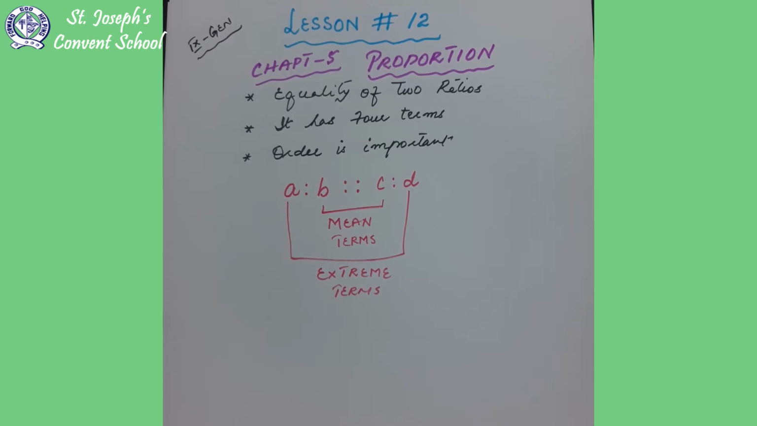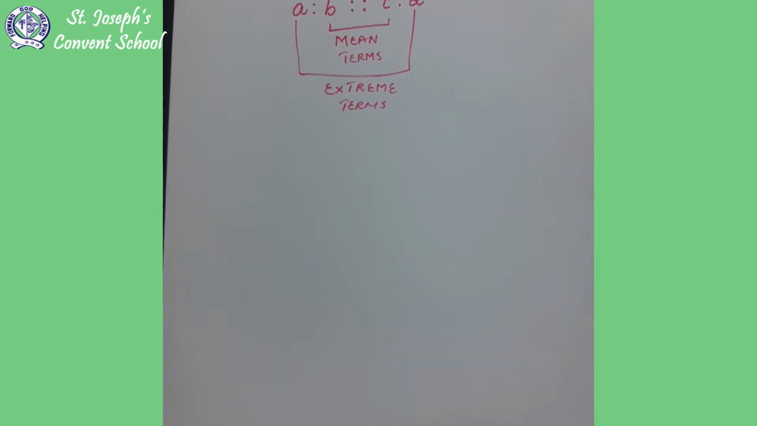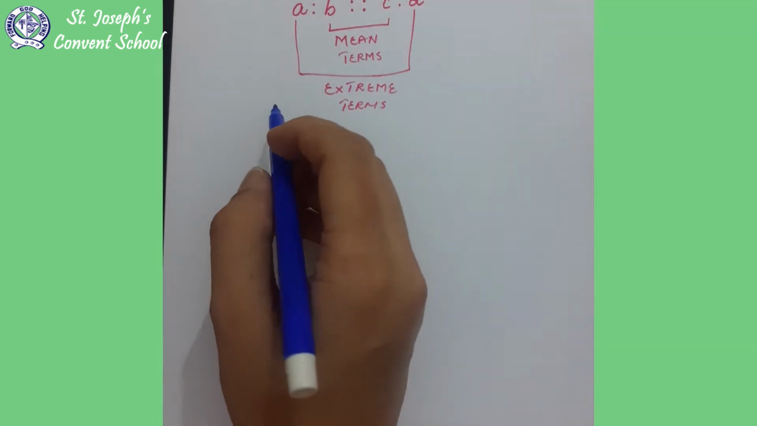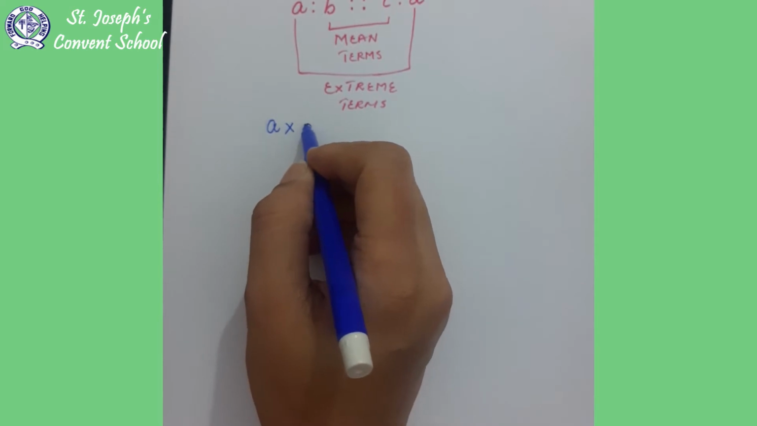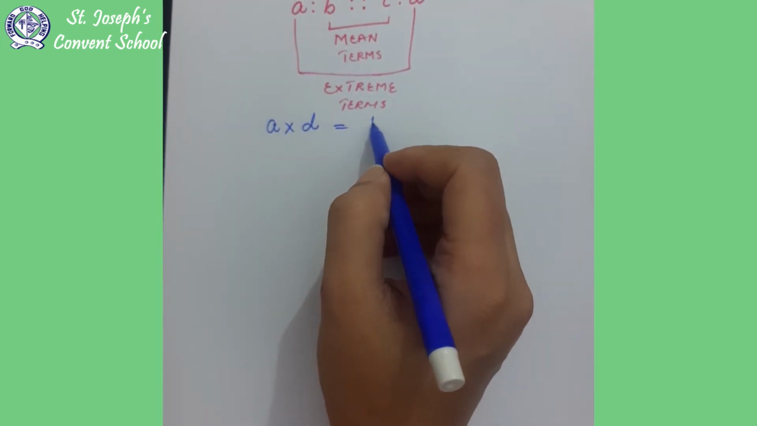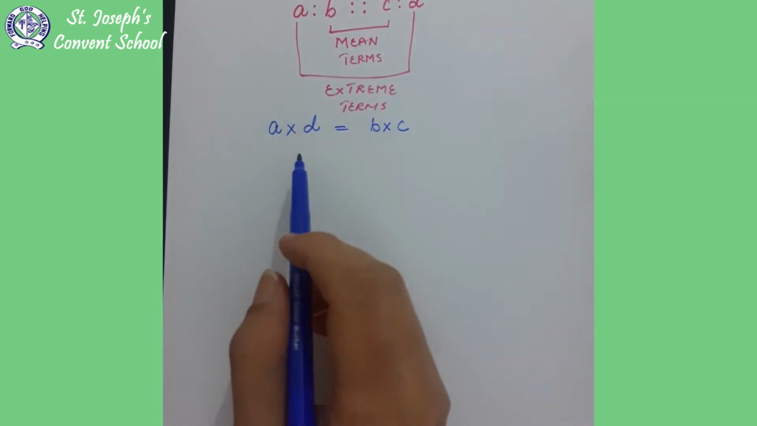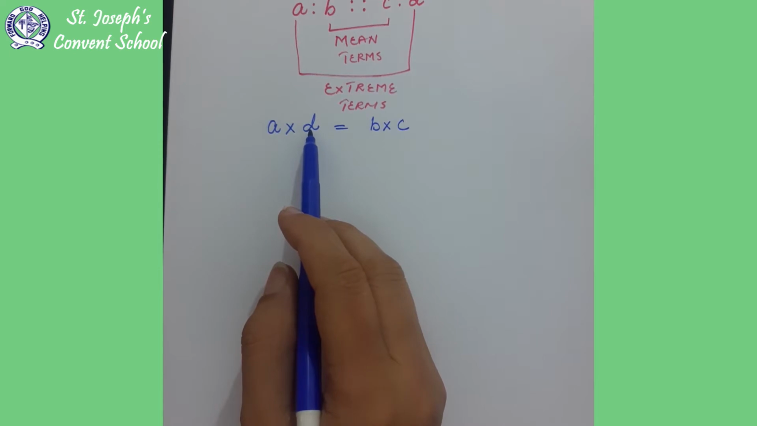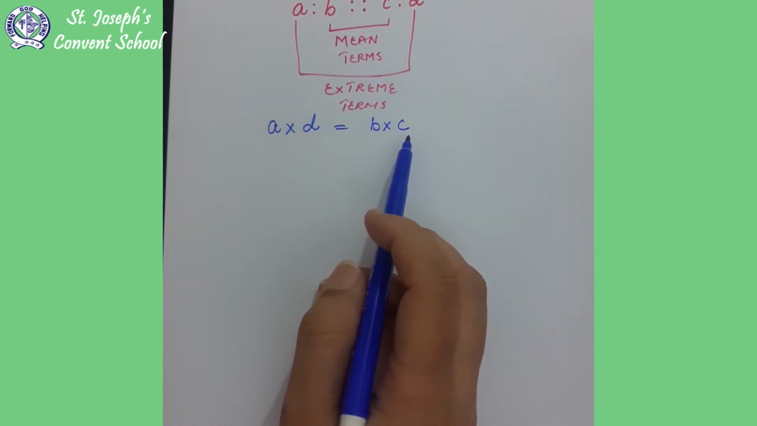So now, how to find a proportion? What we do, we multiply the first and last terms. The first and last terms are A and D. So we multiply A into D equals the mean terms, B into C. So what is proportion? It is the product of the extreme values equals the product of the mean terms.